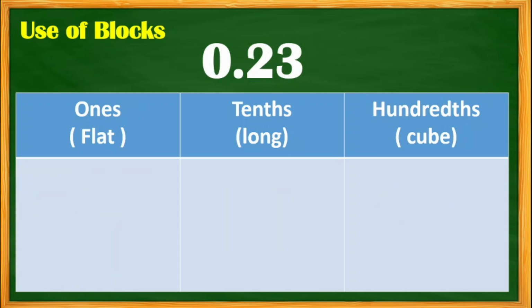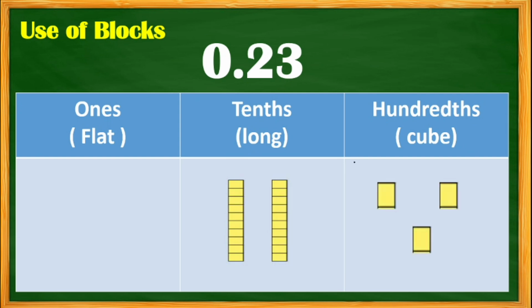And then let's try another one. So this time we don't have any value for plots because there is no whole number in our example. So 0 plots. Then 2 longs, 3 cubes. Okay, so that would be the visual representation of 23 hundredths. So 2 longs and 3 cubes.